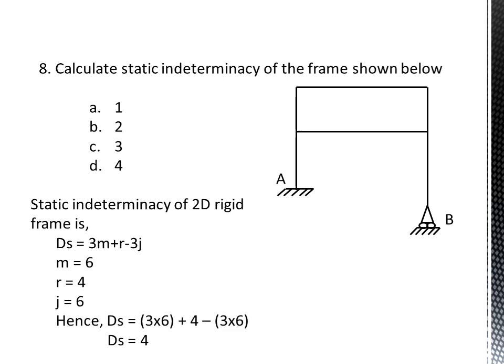Here we are asked to determine the static indeterminacy of a 2D rigid frame. ds is equal to 3M plus R minus 3J. Here the total number of members, M, is equal to 6, and for a fixed support the number of reactions is 3, and for the roller support the number of reactions is 1. So total number of reactions R is equal to 4, and the number of joints J is equal to 6. Substituting these values into the equation, we get the degree of static indeterminacy as 4. So the answer for the question will be option D, 4.